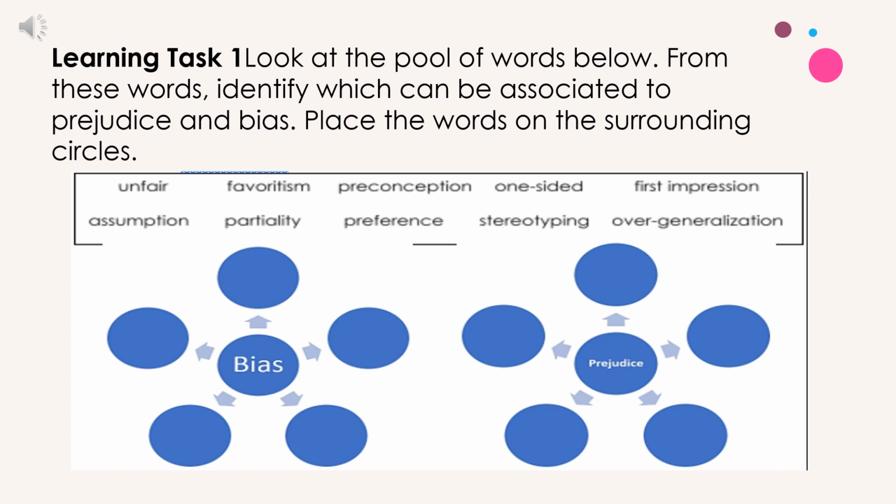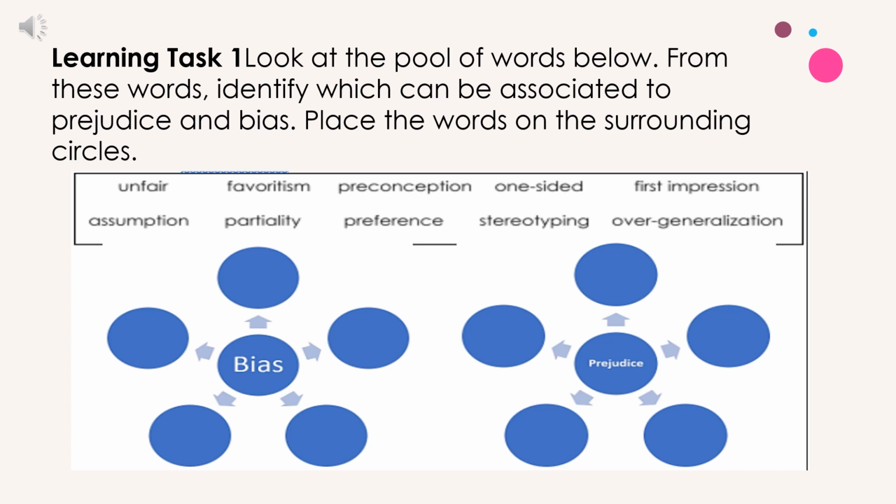Learning task 1. Look at the pool of words below. From these words, identify which can be associated to prejudice and bias. Place the words in the surrounding circles. We have here the circle bias and prejudice surrounded by 5 circles. The words are: unfair, favoritism, preconception, one-sided, first impression, assumption, partiality, preference, stereotyping, and overgeneralization. Where are we going to categorize them? Under biases or prejudices?